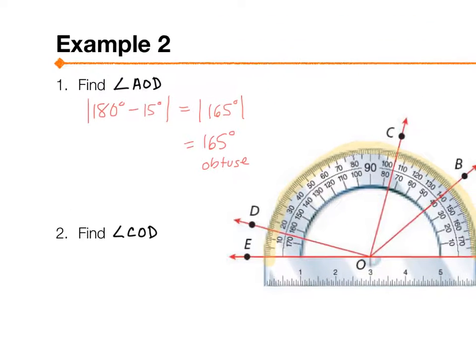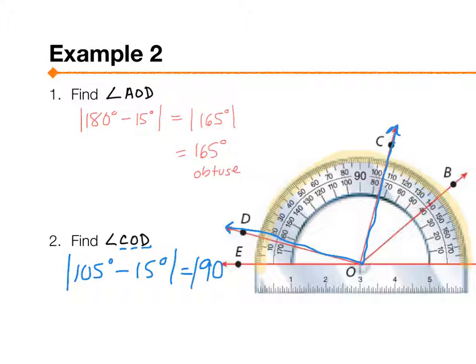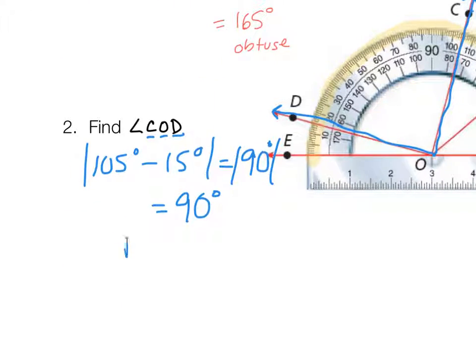Obtuse. Find angle COD. So now we're talking about COD. So when we read an angle, we start at C, then we go to O, and then we go to D. It's like drawing a map for us. Start at C, then go to O, then we go to D. So what's C at? So we take the absolute value of 105 degrees minus 15 degrees, and that is the absolute value of 90 degrees, which is equal to 90 degrees, and this is a right angle.